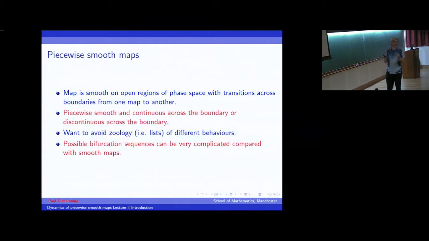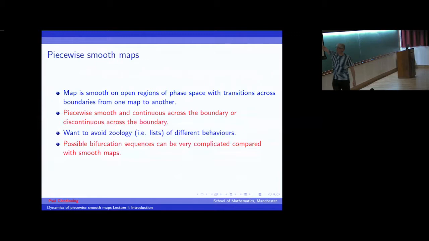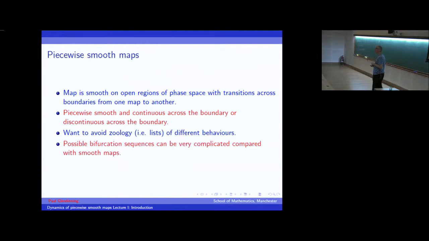What I'm going to try to do, you've all got your own problems, things that you're trying to work on, so I'm going to try to emphasize methodology and things that you can do with maps, rather than give you lists of different behaviors. The other thing is that bifurcation sequences can become very, very complicated in the smooth case, and Victor was showing you some pictures, certainly yesterday, of just how complicated some of these things can get. And so then a question of how you organize those ideas.